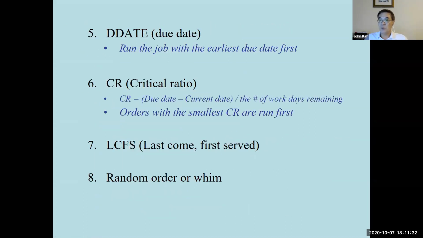And due date, the shortest due date first, and second and third. And critical ratio, that is due date minus current date, which is how many days are left until the due date, divided by the number of worked days remaining, kind of operation time. So by this one, shortest first and second and next. And then last, come first serve first.